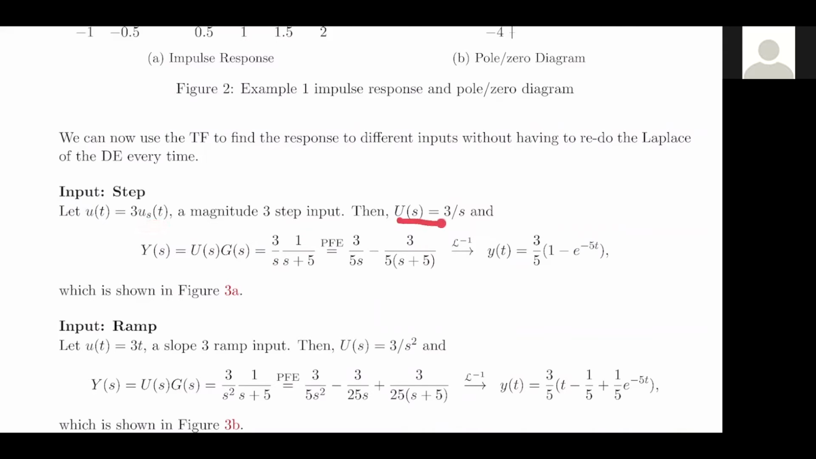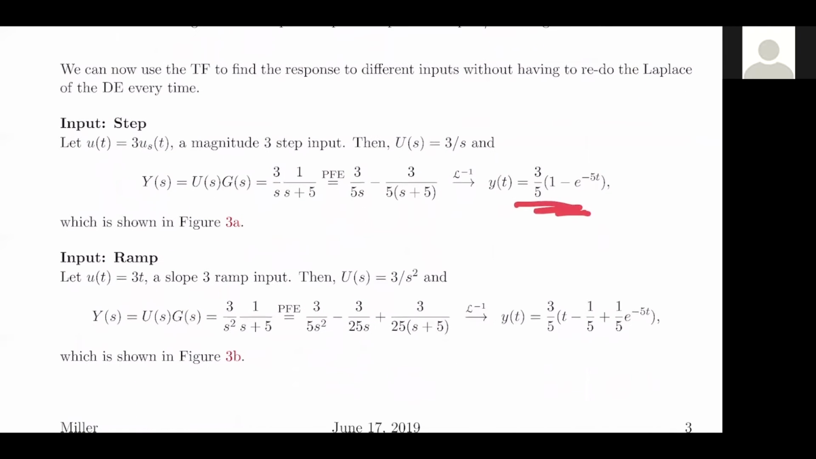Laplace transform theory says U of s would be 3 over s. Y of s is just U of s times G of s. G of s is this, U of s is this. So we have our transfer function and the Laplace transform of the output. With a partial fraction expansion, you can get this to look like this form, which lets you identify y of t. And so I could get an idea of what's going to happen.